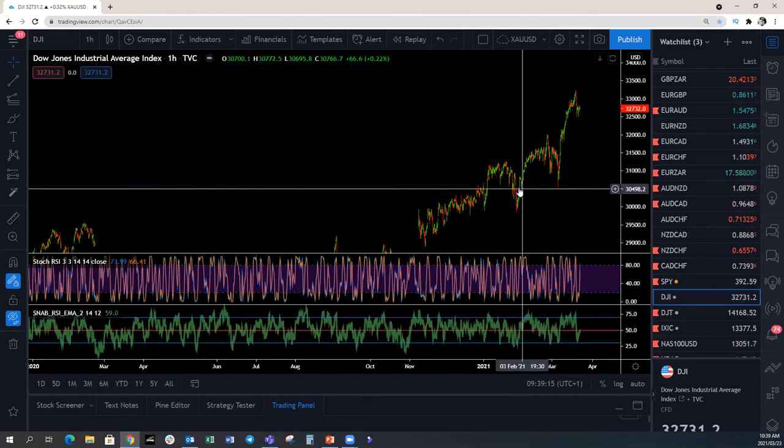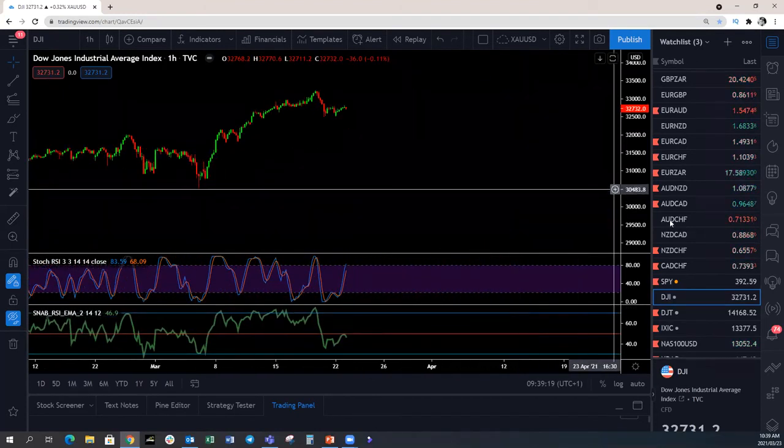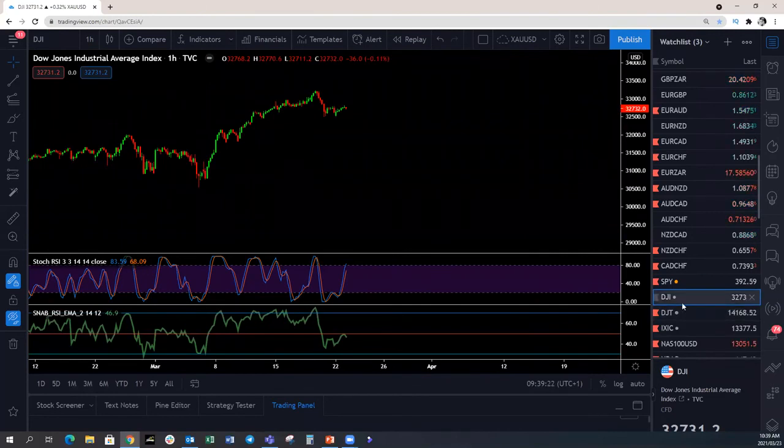Please, if you're asking a question or making a comment, make it a bit more detailed so I can understand what you're saying. If you just make one line, I cannot make out what you're saying, so just add a bit more detail. Right, so that's Dow Jones Industrial looking for a three-wave structure to the downside.